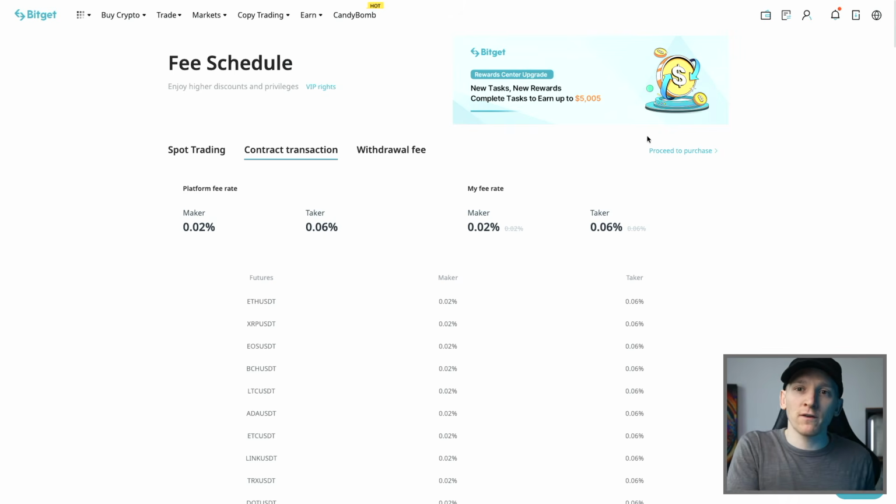Trading fees on Bitget futures are 0.02% for maker orders and 0.06% for taker orders, mostly in line with the industry. There are some cheaper exchanges out there. I think Binance is a bit cheaper than this, but obviously dependent on what country you're in and restrictions, you might not be able to use it. So they're within the ballpark. Now, what are maker and taker orders? I'll explain that when we get to the different order types.